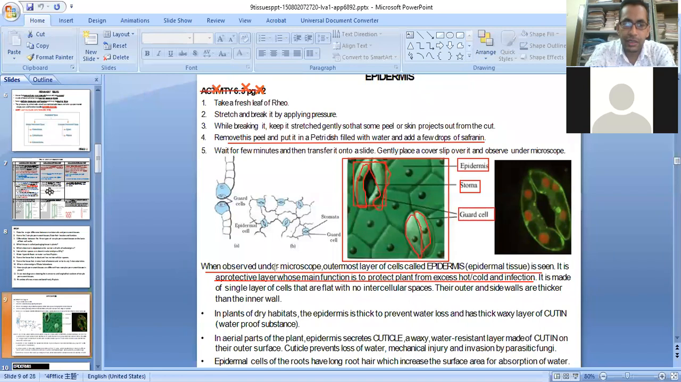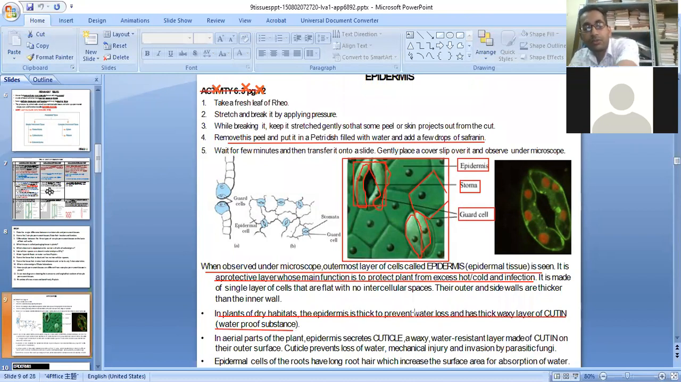It is made up of a single layer of cells that are flat, and they have no intercellular spaces. So you can see over here, they do not have any intercellular spaces. In plants of dry habitats, the epidermis is thick to prevent water loss and has a thick waxy layer of cutin. It's a waterproof substance.